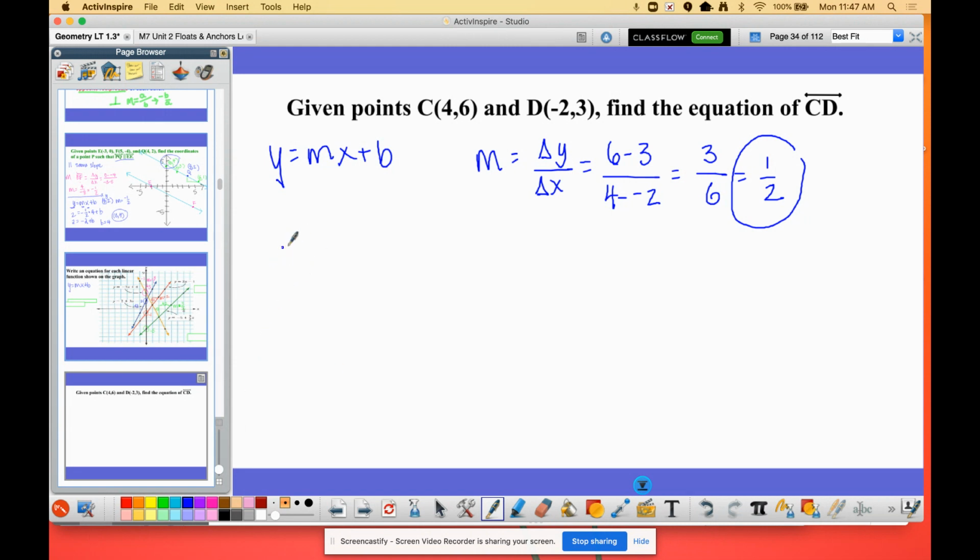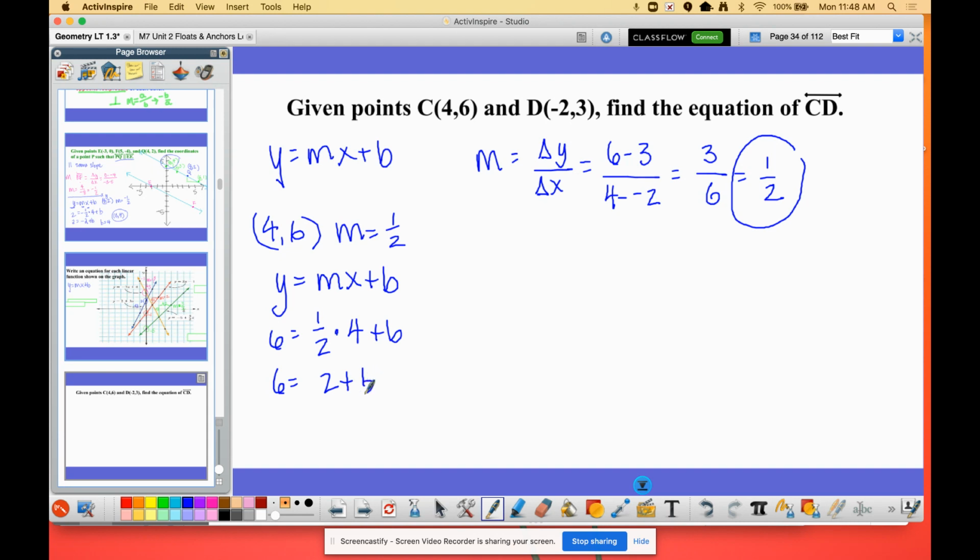You'll get the same answer either way. So if we use (2, 6), and then we use the slope of 1/2, we're subbing into y equals mx plus b, just like we did on a previous problem. So 6 goes in for y. Our slope is 1/2 times 4, our x, plus b. So 6 is equal to 2 plus b, and subtract 2, so b is equal to 4.